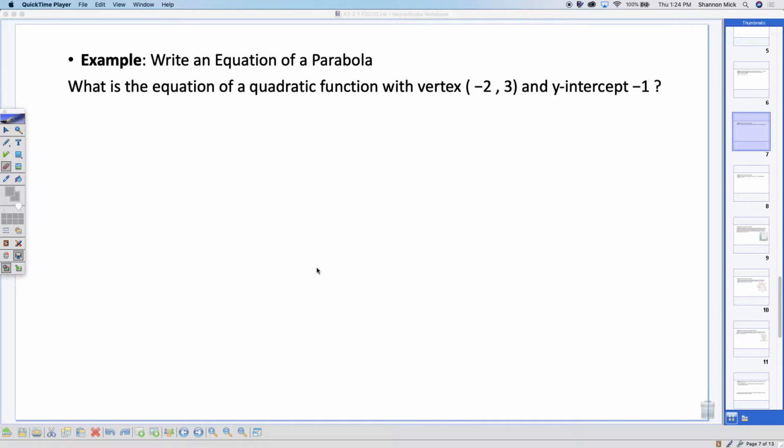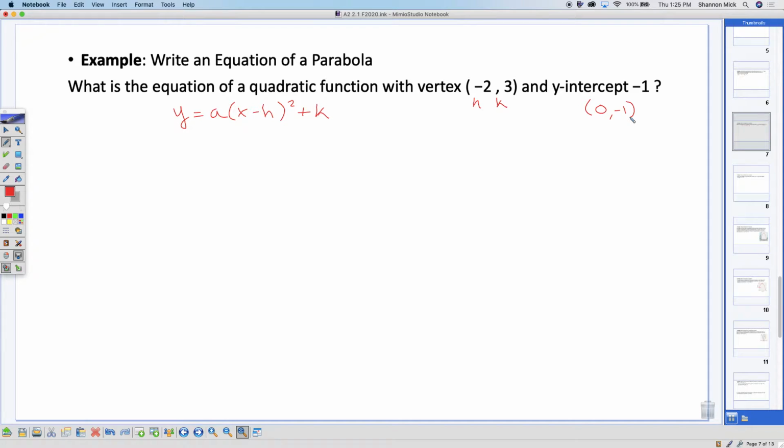So this was the example that Ethan put in the chat, where it gives me a vertex, which would be h and k. And it gives you another point. I need another point to write my y equals a(x minus h) squared plus k. You need to know that. It's not going to be given to you. But it does give me another point. It gives me the y-intercept is -1. What point is that? (0, -1), because if it's the y-intercept, the x is always 0, correct?